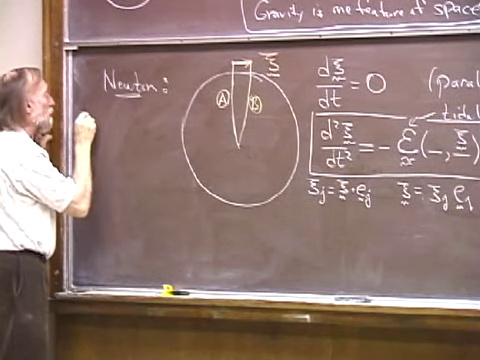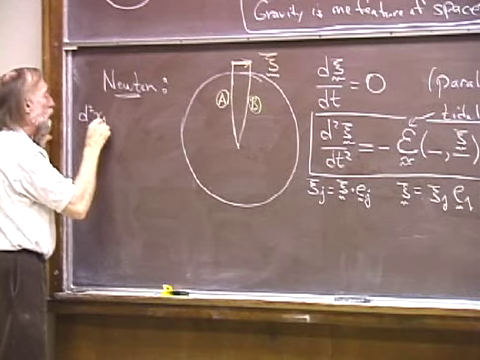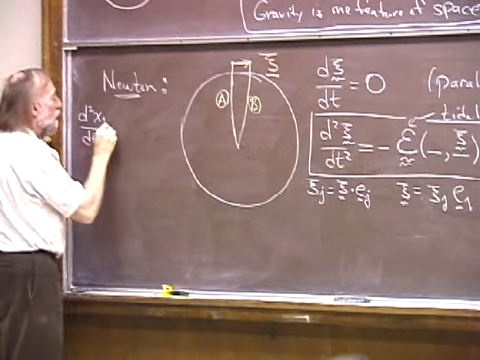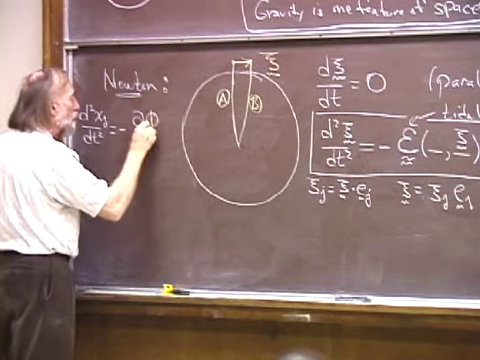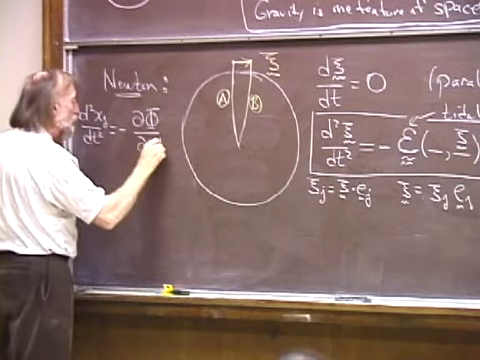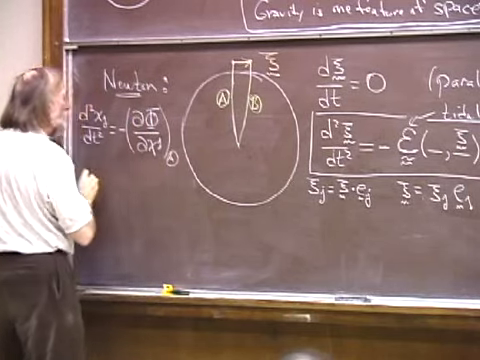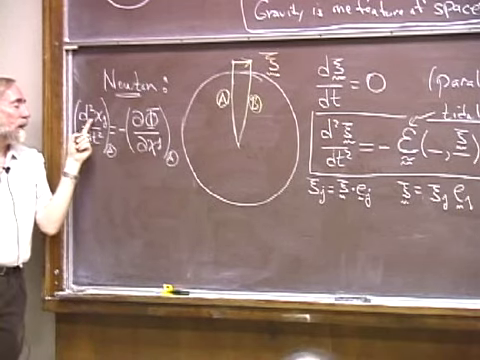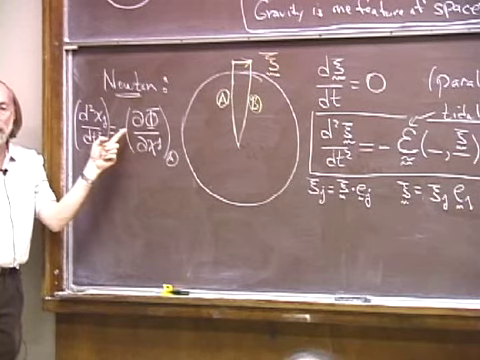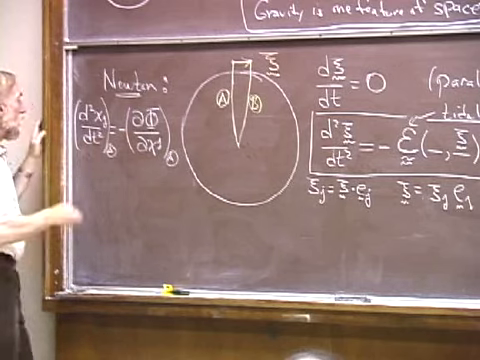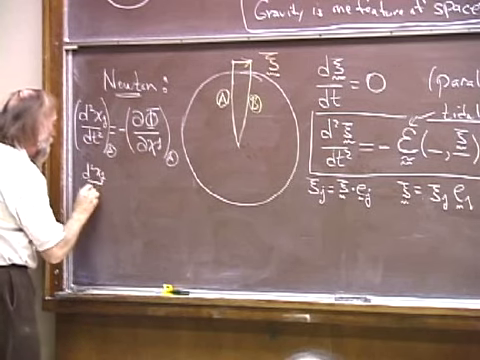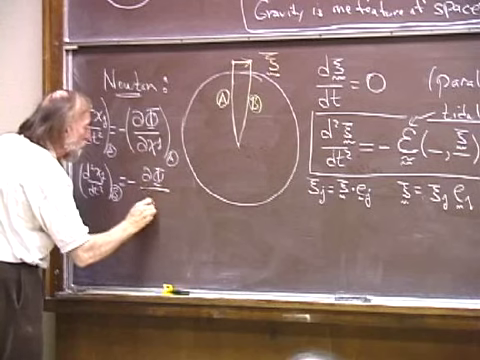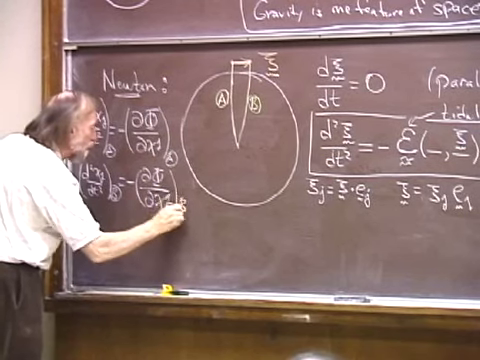So particle A has an equation of motion that says d squared xj dt squared, where xj is the coordinate x, y, or z, is equal to minus the partial of the Newtonian gravitational potential with respect to xj, evaluated at the location of particle A. That's the standard equation of motion that says that the acceleration of particle A is minus the gradient of the Newtonian potential. Similarly, the acceleration of particle B is minus the gradient of the Newtonian potential evaluated at the location of particle B.